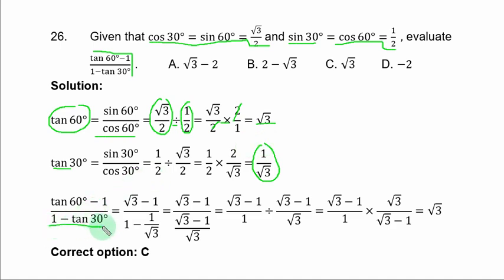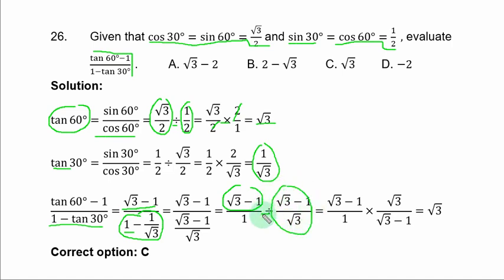Now tan 60 degrees is root 3 minus 1, then 1 minus, for tan 30 you have 1 over root 3. If you simplify this one by finding the LCM, which is root 3, you have root 3 minus 1 over root 3. The numerator remains the same. Now let's express it in fractional form by division sign. So this numerator can be written over 1. The division line becomes a division sign, and this is the denominator.